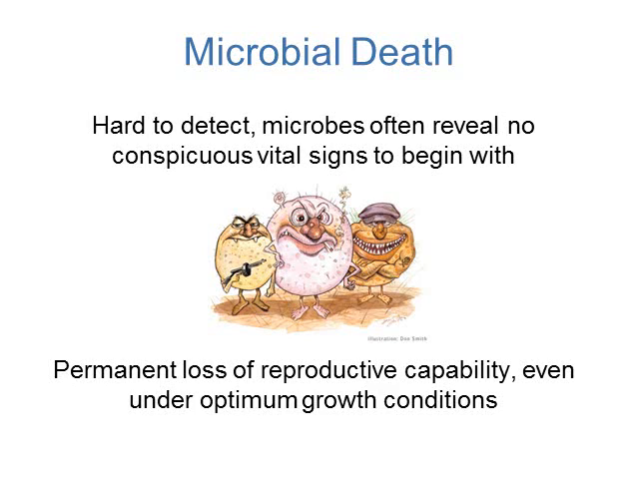So microbial death, it's really hard to detect when a microorganism is dead because they don't have things like a heartbeat, they don't breathe. So there's no vital signs that tell us that a cell is dead. So we define a microorganism as being dead when it can no longer reproduce. So the permanent loss of reproductive capability, even when that cell is placed in optimum growth conditions. If that cell does not reproduce, it's considered to be dead.